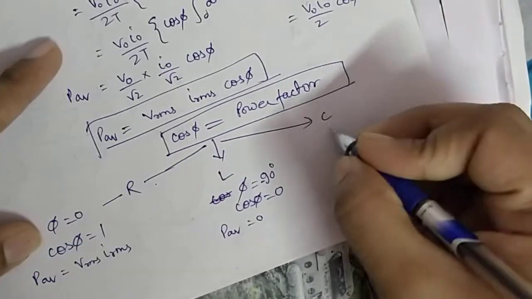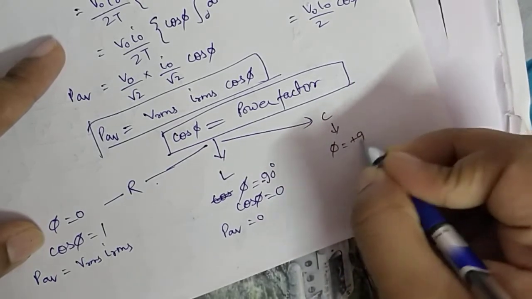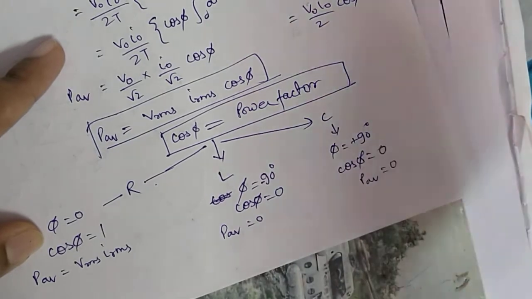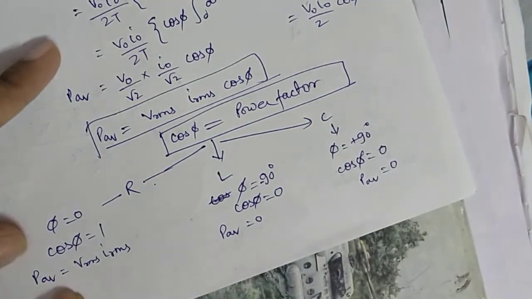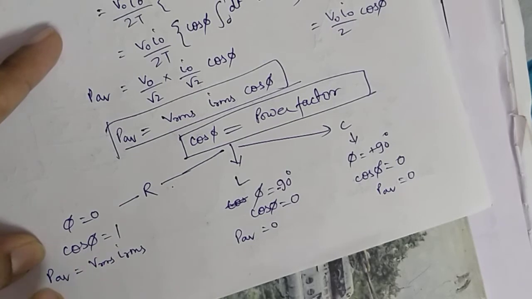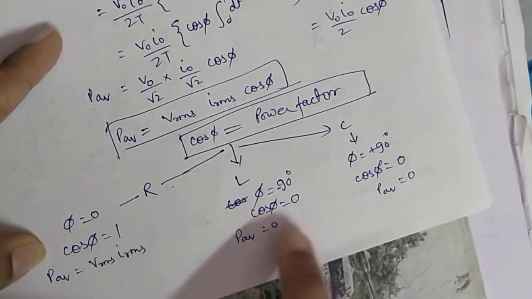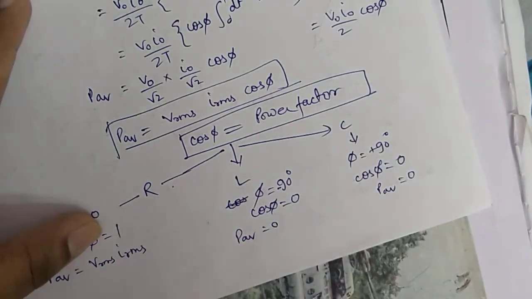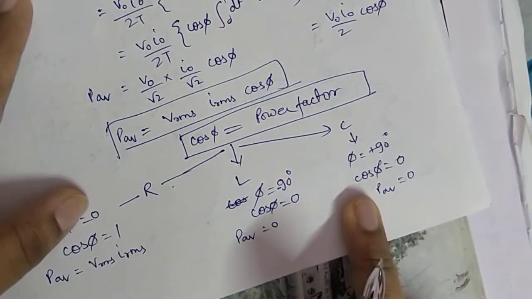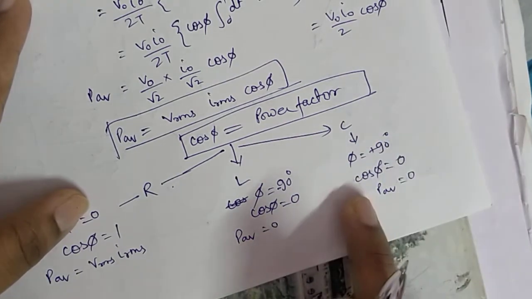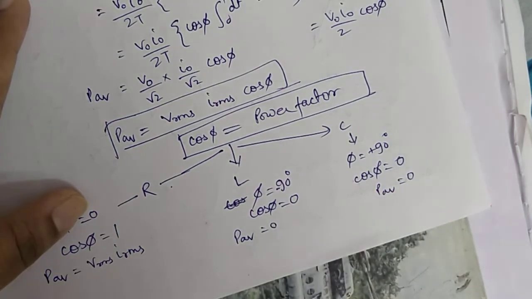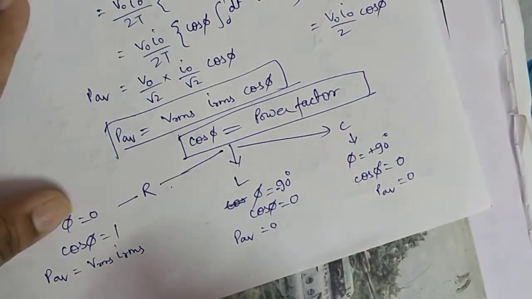Similarly, in case of a capacitor, our phi is equal to 90 degrees. So again, cos phi, which is power factor, is equal to 0, and average power is equal to 0. So for a purely resistive circuit, maximum dissipation of energy takes place. For an inductive circuit, no power dissipation takes place, less current flows. For a purely capacitive circuit, phi is 90, cos phi is 0, less current flows, and there is no power dissipation. So in a series LCR circuit, the power dissipation is only because of the resistor.